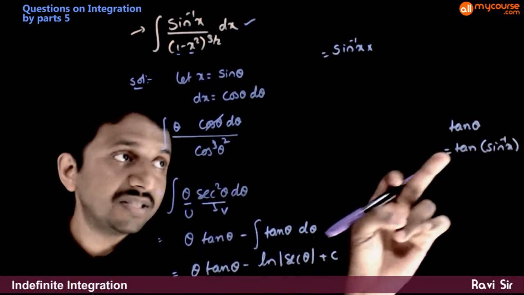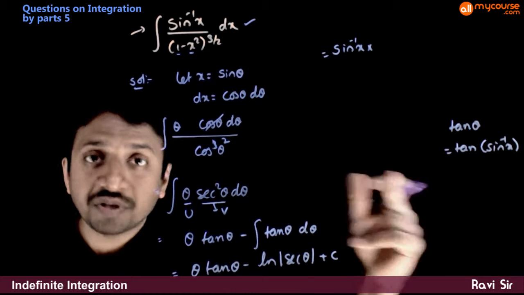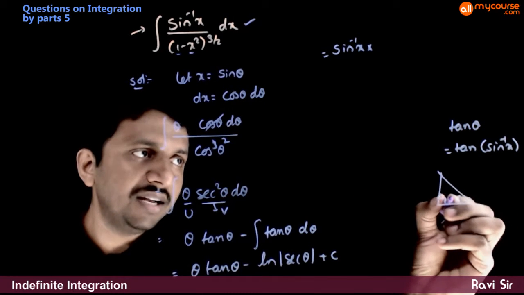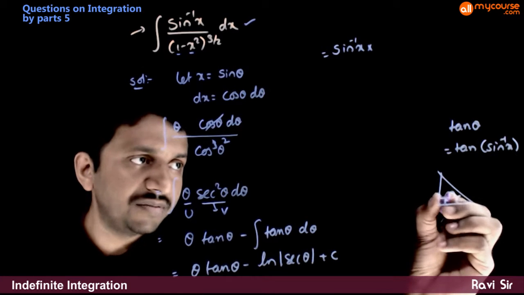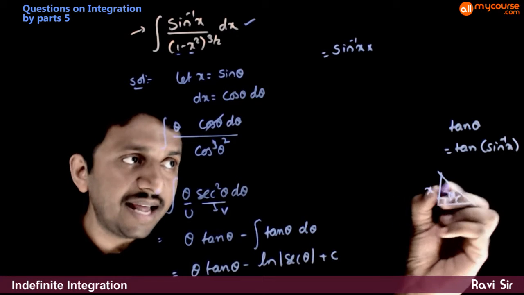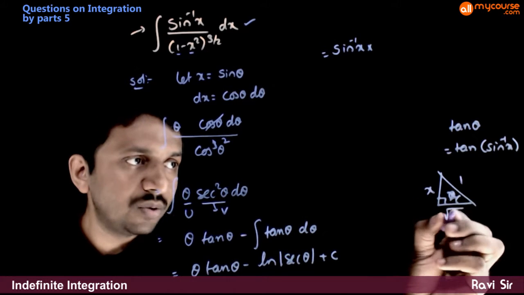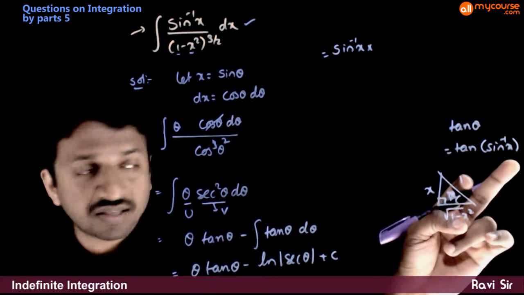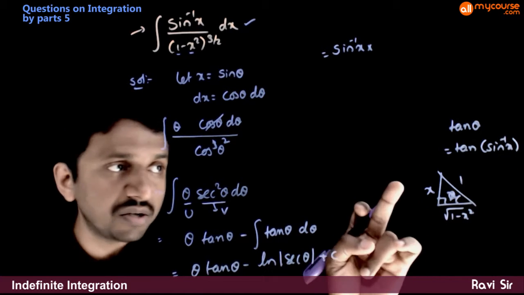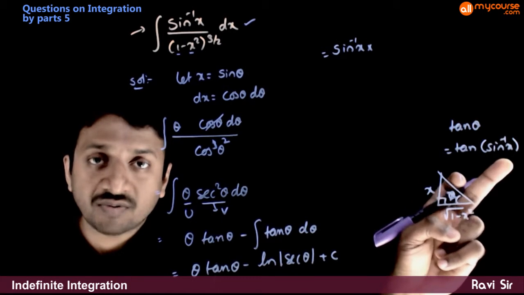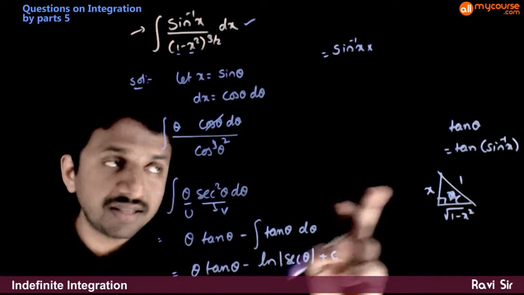So what is sine inverse x in terms of tan inverse? We take a right angle triangle. If this is theta, and this is x, so sine inverse x has here x and this is 1. So this is root of 1 minus x square. So sine inverse of x will be tan inverse of x by root of 1 minus x square.